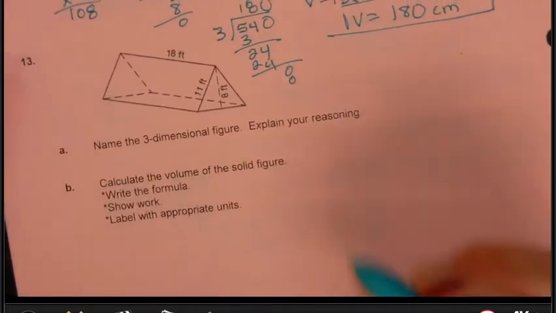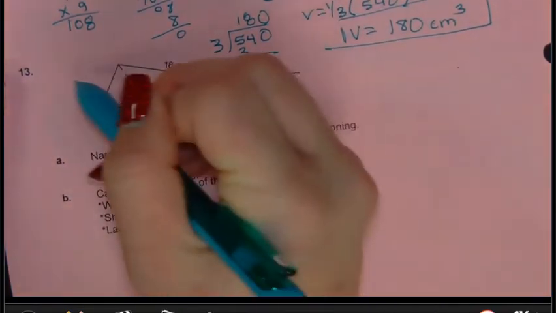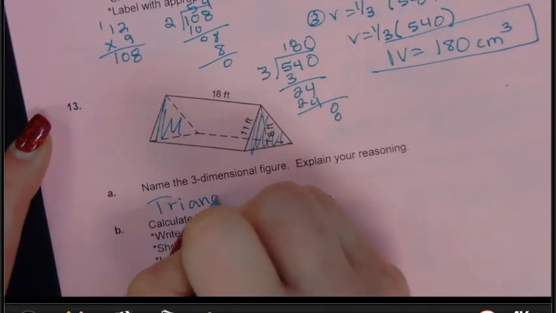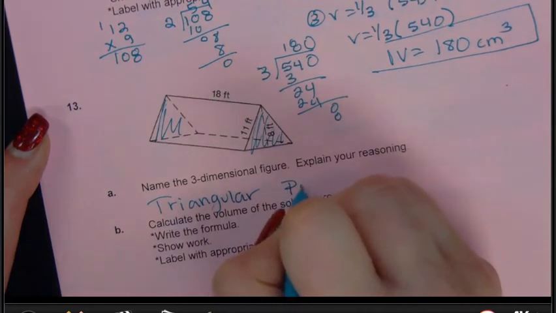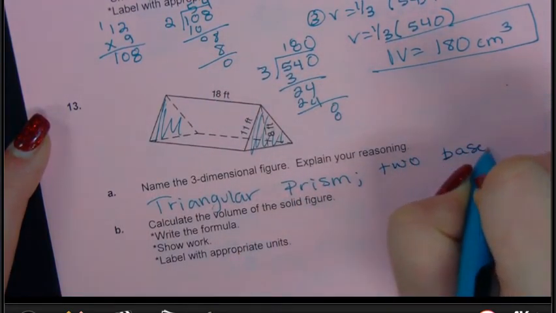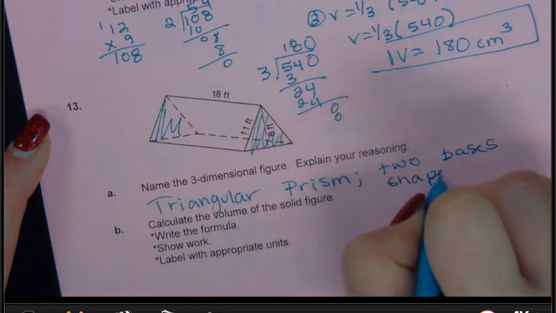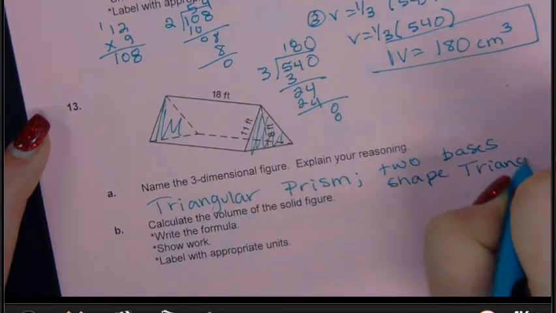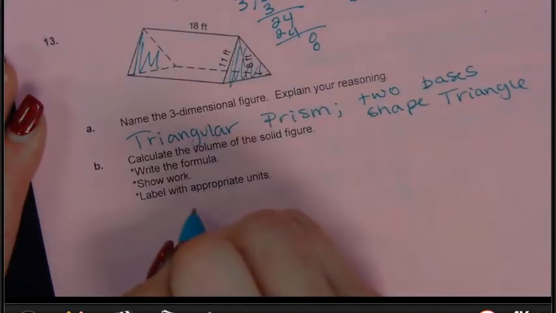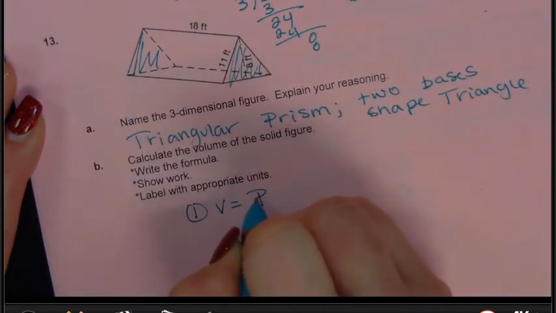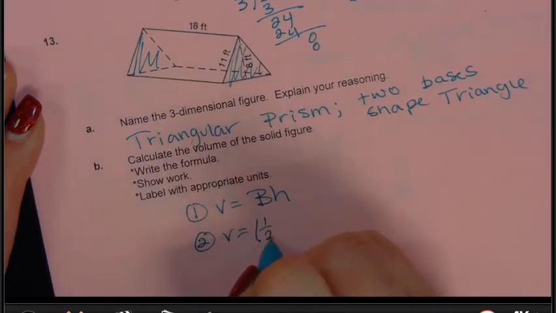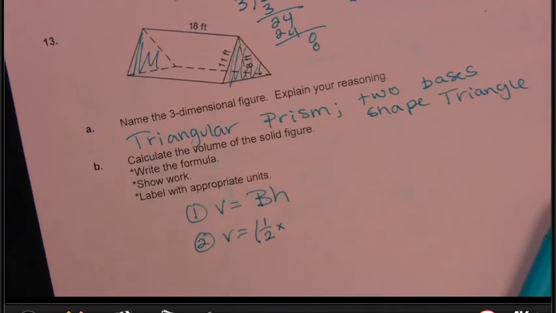All right, and then the very last one, well, it looks like I have a triangle as my base, and I have 2 of them, so I have a triangular prism. Why? 2 bases. Shape. Triangle. Okay? And then I need to calculate the volume. So volume is going to equal capital B times H.